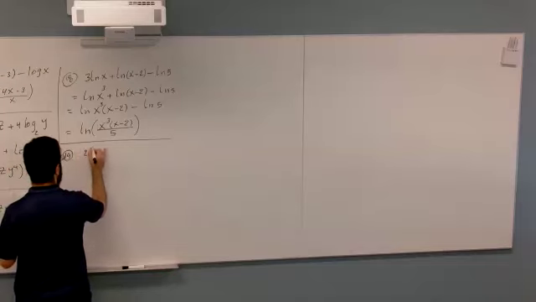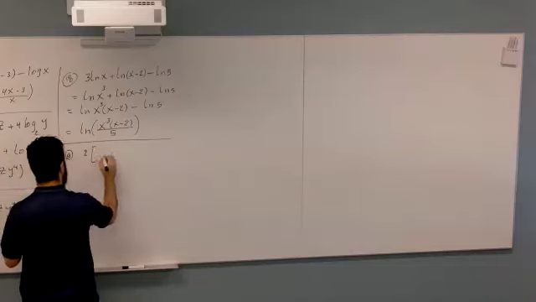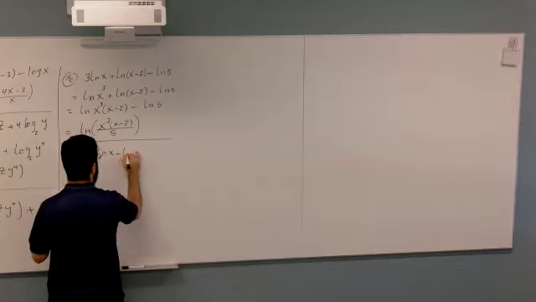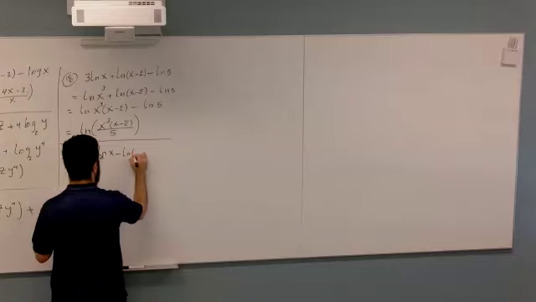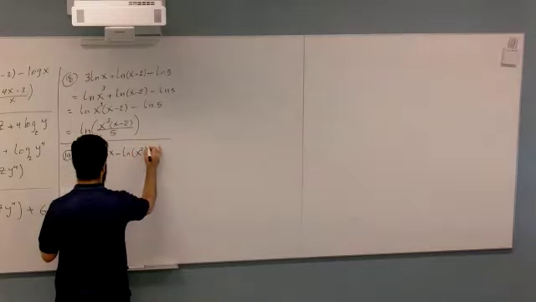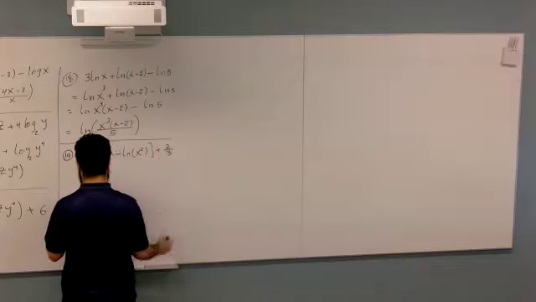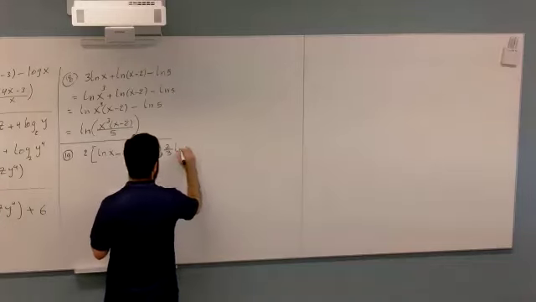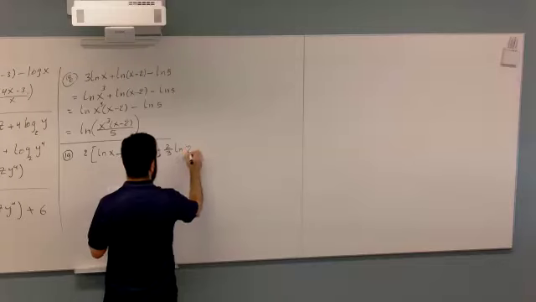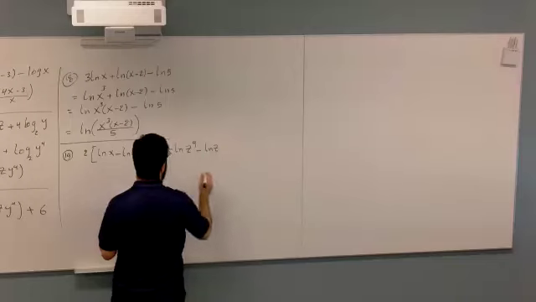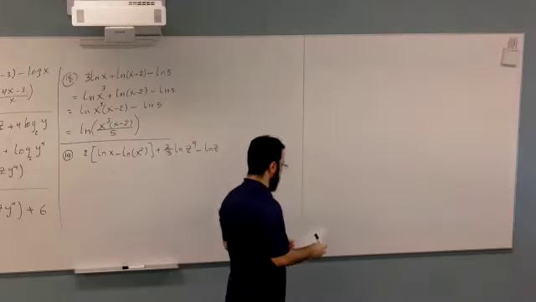Have 2 bracket ln x minus ln x squared plus 2/3 ln z^9 minus ln z. That's cool.